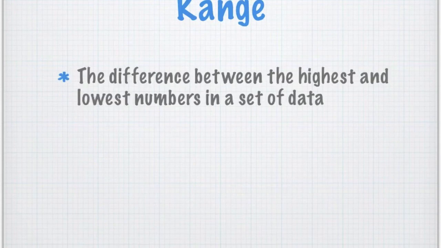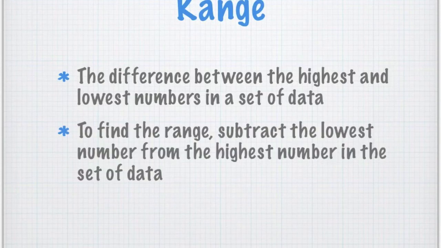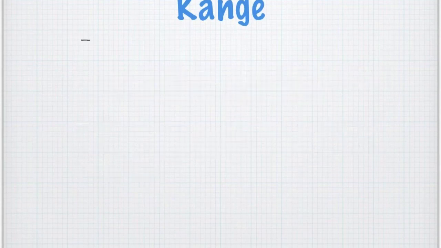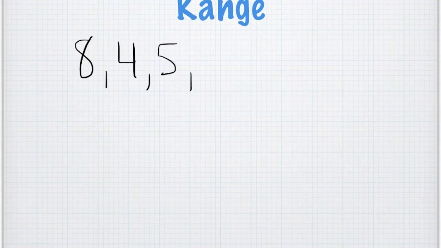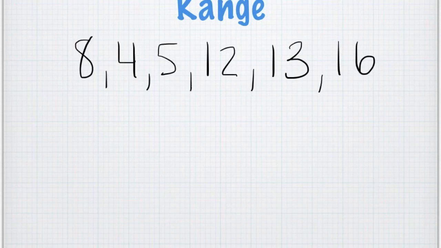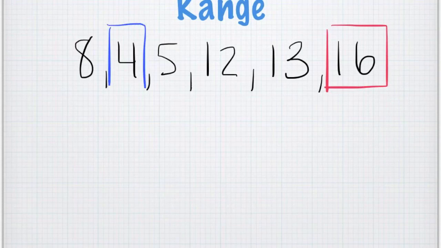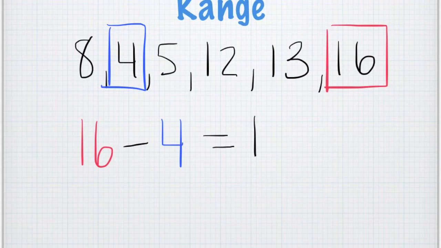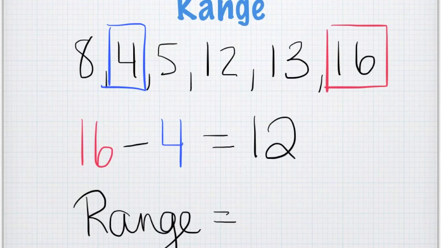Range is the difference between the highest and the lowest numbers in a set of data. To find the range, you subtract the lowest number from the highest number in the data. For instance, we have 8, 4, 5, 12, 13, and 16. We look at our highest number, 16, and our lowest number, 4. So we would do 16 minus 4, which gives us 12. So our range is 12.